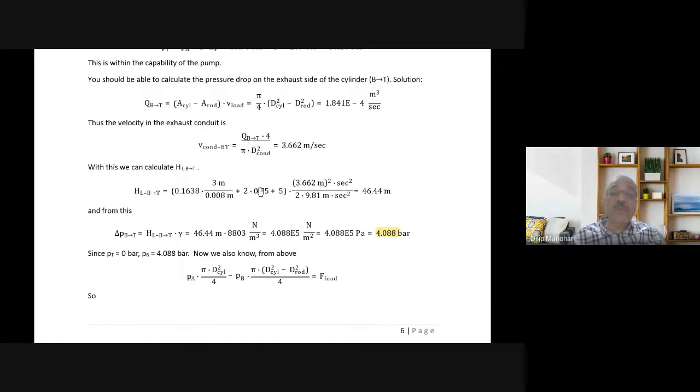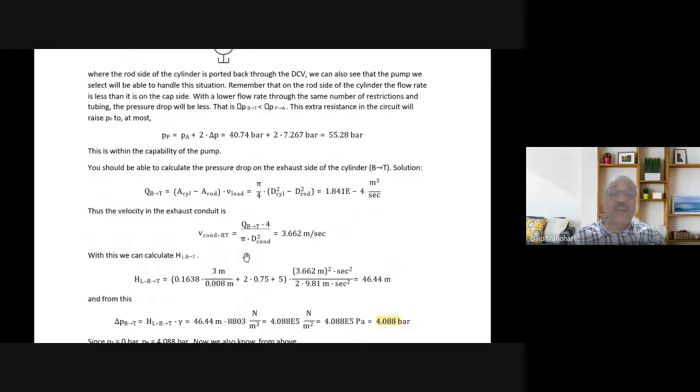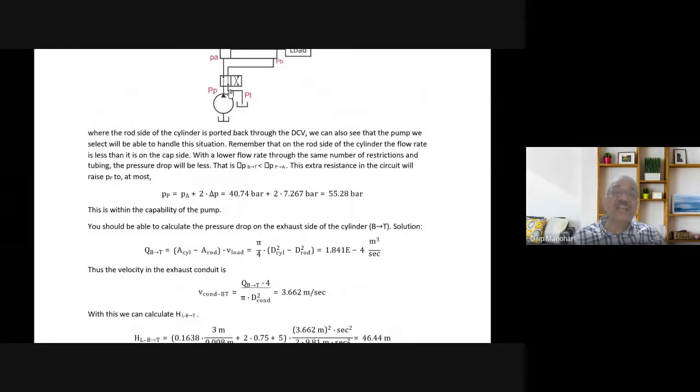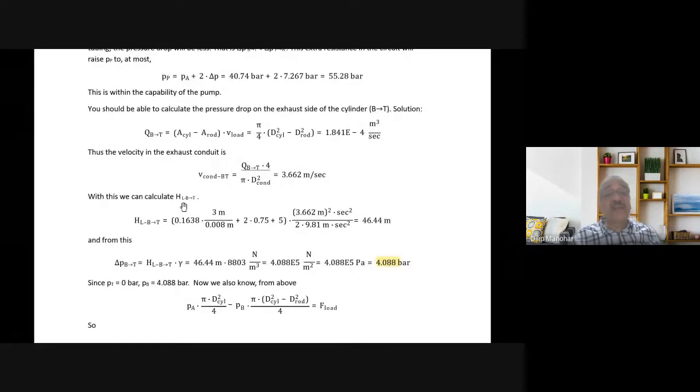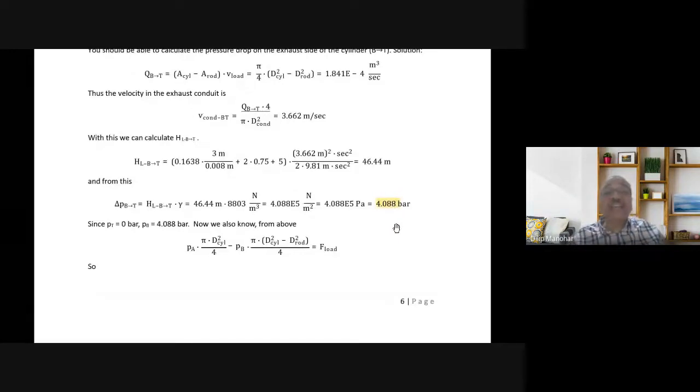These are for two elbows. We have assumed here also two elbows. Here there is pressure drop across even the discharge direction control valve, so that also we added. So we get now the pressure drop across the point B to T as 46.44. These are now based on the exact values of the velocities as well as the conduit diameter. So now we have the exact value.